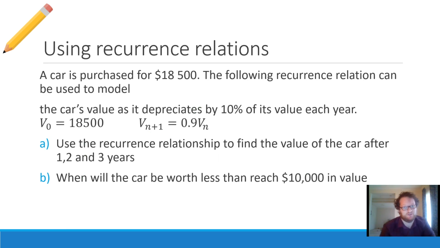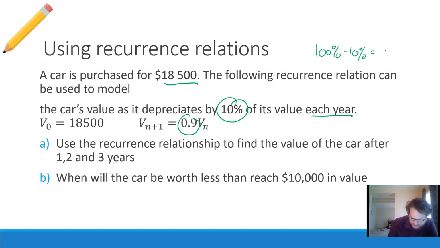So let's jump ahead to this one here. This is a reducing balance one. I'm going to do this quite quickly. It says a car is purchased at 8,500. The following recurrence relationship can be used to model the car's value as it depreciates by 10% of its original value each year. So you can see, why is this 0.9? Because, of course, 100% minus 10% equals 90%, which is the same as 0.9. That's where that 0.9 comes from.